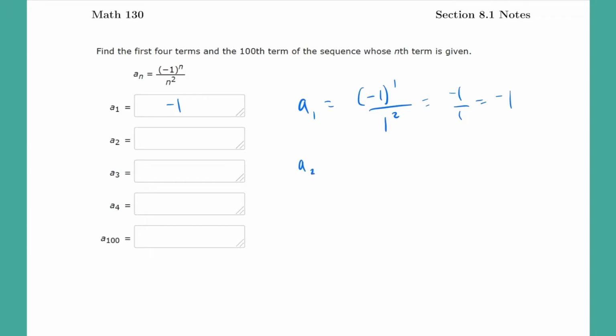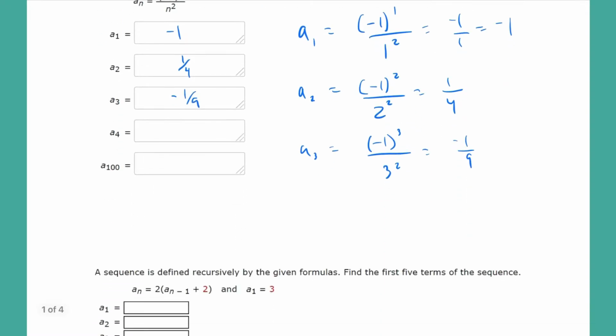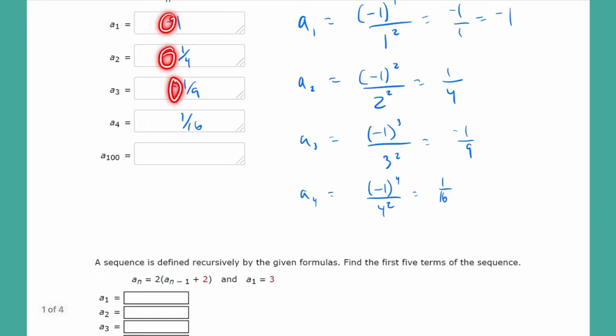Substitute 2, you should get negative 1 squared over 2 squared, which is 1/4. Substitute 3 in for n, you get negative 1 to the 3rd over 3 squared, which is negative 1/9. Substitute 4, negative 1 to the 4th over 4 squared is going to be 1/16. As you can see, the signs are alternating. They're going negative, positive, negative, positive.